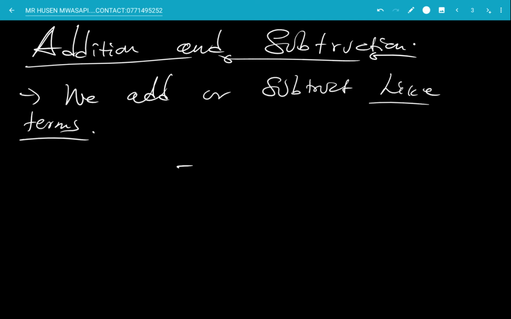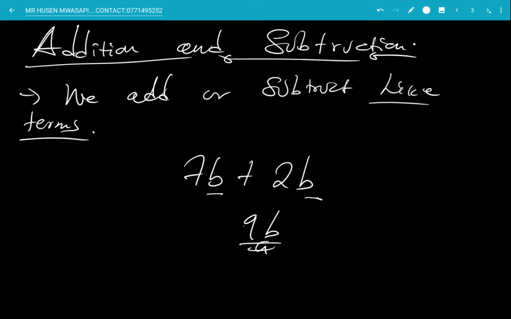So if I have 7b plus 2b, these are like terms because I'm having b and b. You get the point? So if I add the two, I end up getting what? 9b. Same signs, you add. It's going to be positive, but I won't really show the positive. I'm having negative 7b plus 2b. Different signs, you subtract. You get what? Negative 5b.